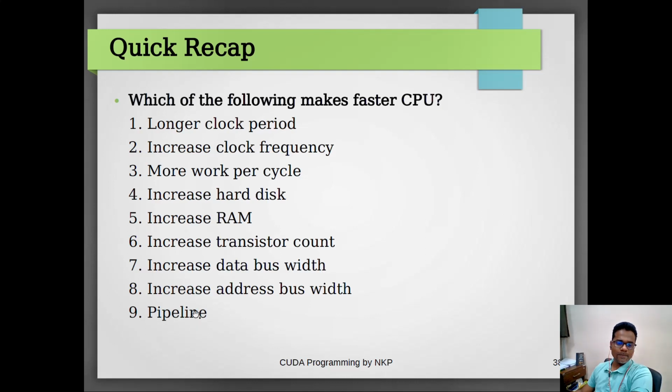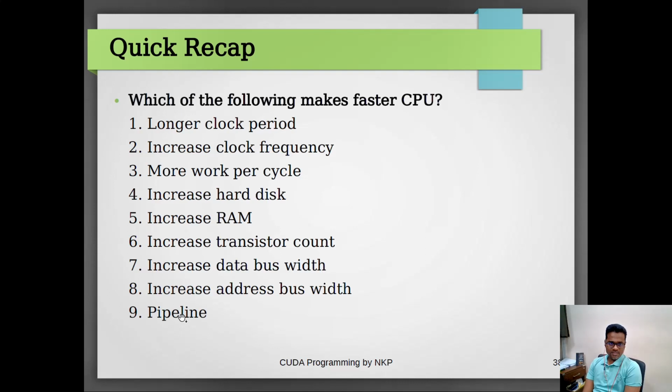And finally, pipelining is another way to increase the performance of your CPU, which we have seen in the previous episode. So that's it for this episode. Here we have seen two more parameters: one is the data bus and the other is the transistor count.